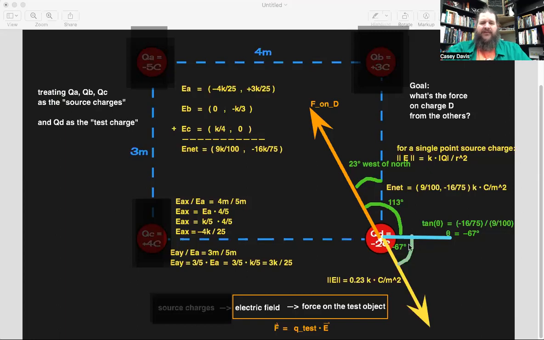And in terms of the actual strength, the magnitude of this force, we can just take the electric field we've already got, 0.23 K coulombs per meter squared, and multiply by the magnitude of the charge, 2 coulombs. So 2 coulombs times 0.23 K coulombs per meter squared equals 2 times 0.23, that'll be 0.46 K. And then what happens to the units there?